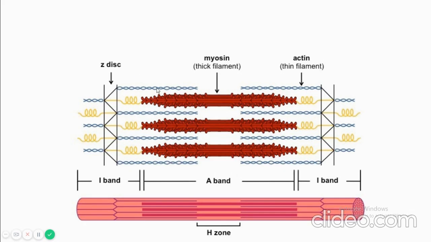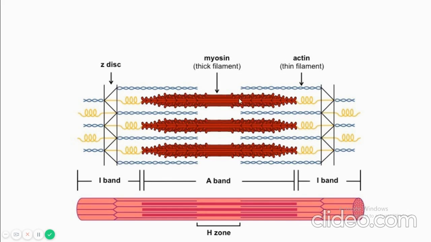One sarcomere is separated from another sarcomere by a dark line called the Z line. Okay, this is the Z line. I am repeating, one sarcomere is separated from another sarcomere by a dark line called the Z line. From here to here, this is one sarcomere. Each sarcomere has two types of filaments: one is the thick filament and the other is the thin filament.